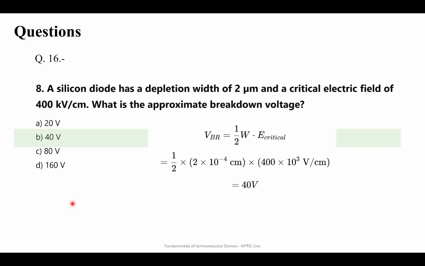Yes, so the answer to this will be 40 volts. So your formula for breakdown voltage is half depletion width into critical electric field. So you just multiply those values and you get 40 volts. So you can see it's directly proportional to your depletion width. So higher the depletion width, the higher would be your breakdown voltage.